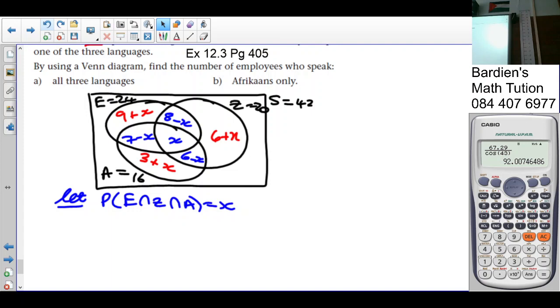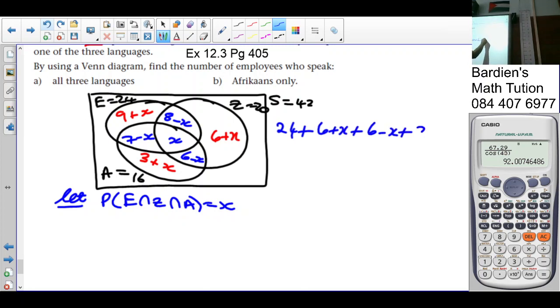Okay, so what do we get? We're saying this whole set adds up to what? 24. Otherwise you can write 9 plus x plus 8 minus 8 and you add it up, you'll still get 24 anyway. So 24 plus 6 plus x plus 6 minus x plus 3 plus x, and all of that adds up to what? 42. Remember, there's nobody on the outside.